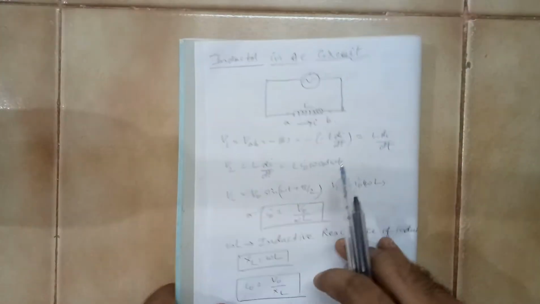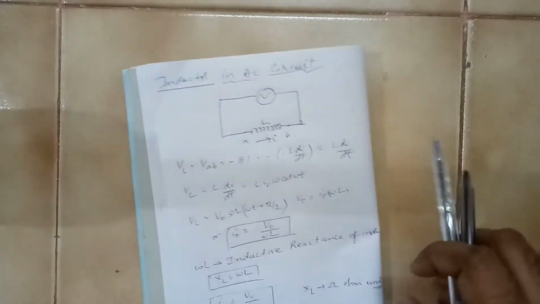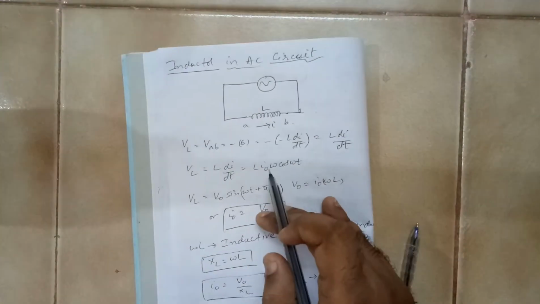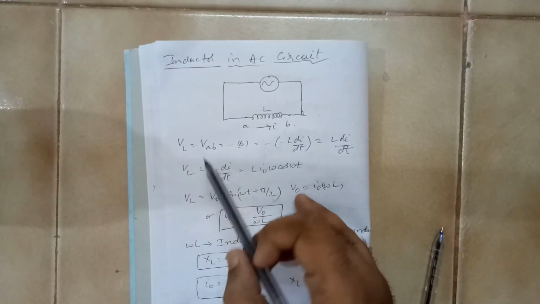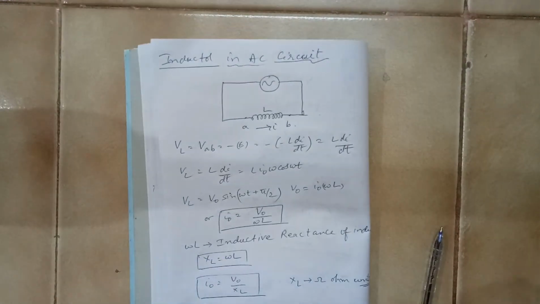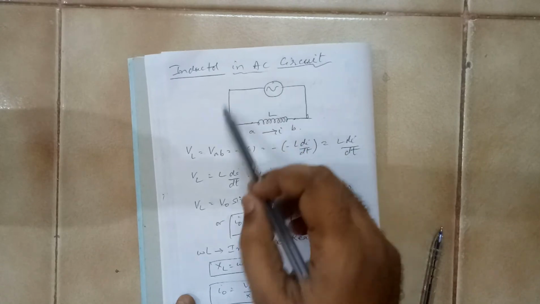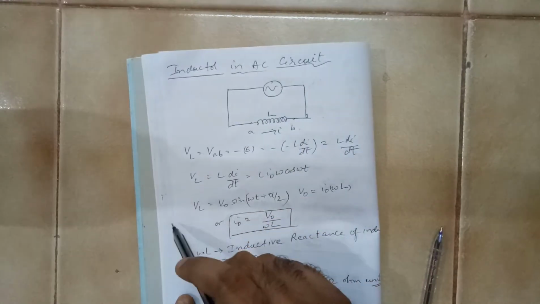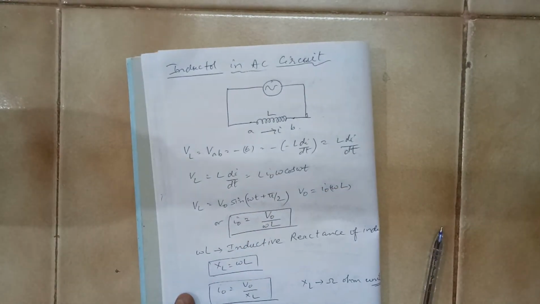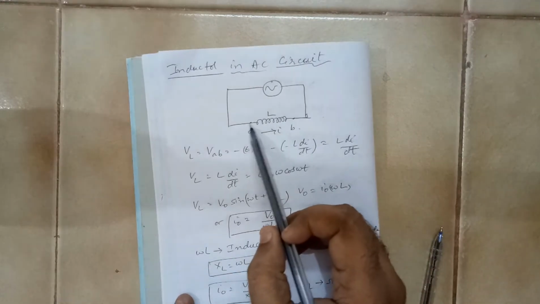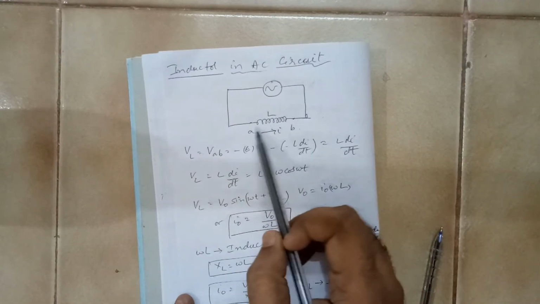Next we will move to inductor. So we have tackled resistor, we have tackled capacitor. The third element is inductor. Inductor diagram will look like this. This is an AC circuit. There is an inductor of inductance L. Now we have to find out basically the potential drop between AB.